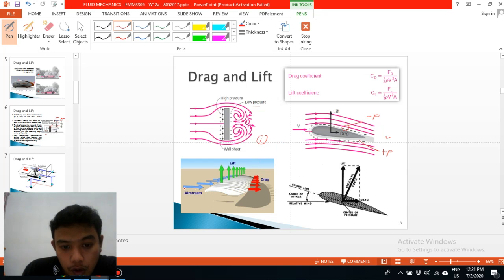So when the flow is flowing from the front, it will produce a lift and also drag. Okay, this is the theoretical wing. So this is the chord line, and this is the angle of attack. The angle of attack is the movement of the airfoil which will produce lift and also drag.